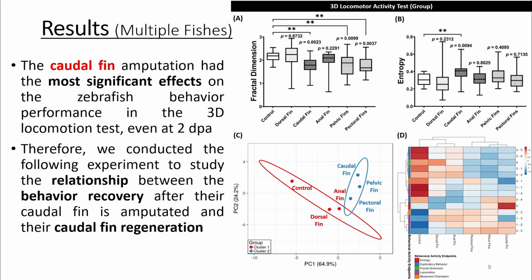In conclusion, the caudal fin amputation had the most significant effects on the zebrafish behavior performance in the 3D locomotion test, even at 2 dpa. Therefore, it is intriguing to conduct a more profound study regarding the relationship between their behavior recovery after their caudal fin is amputated and their caudal fin regeneration.